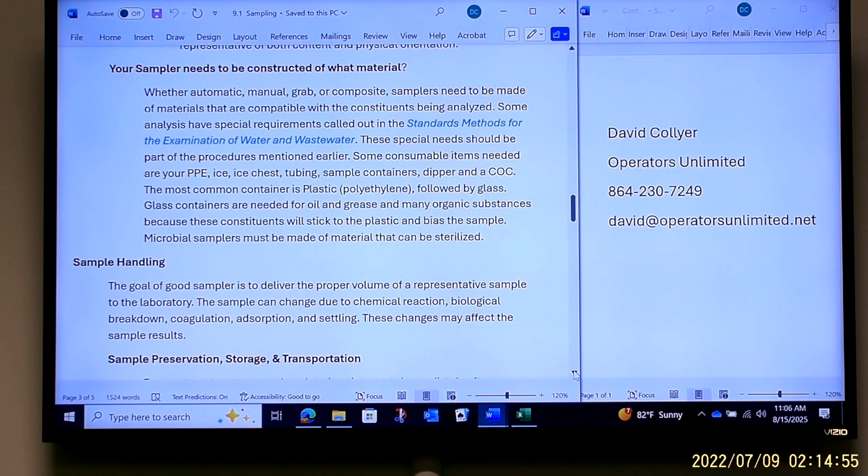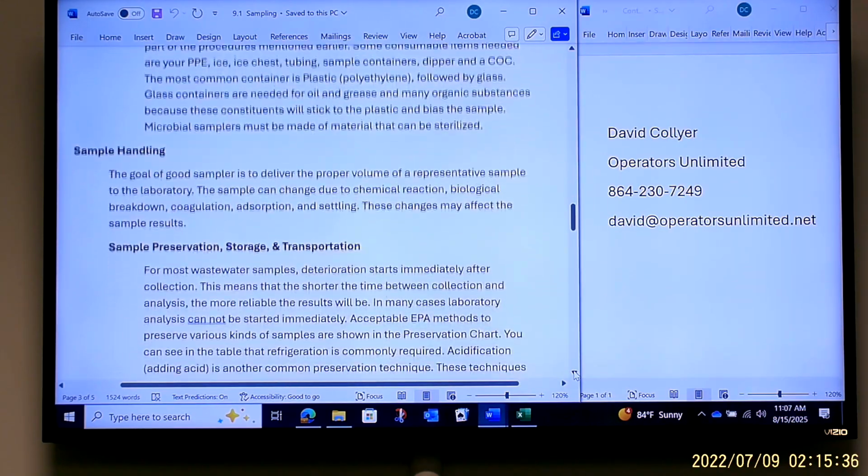Some consumable items needed are your PPE, your ice chest, tubing, sample containers, dipper, and a chain of custody. The most common container is plastic, followed by glass. Glass containers are needed for oil and grease and many organic substances because these constituents will stick to the plastic and bias the sample. Microbial samplers must be made of a material that can be sanitized.